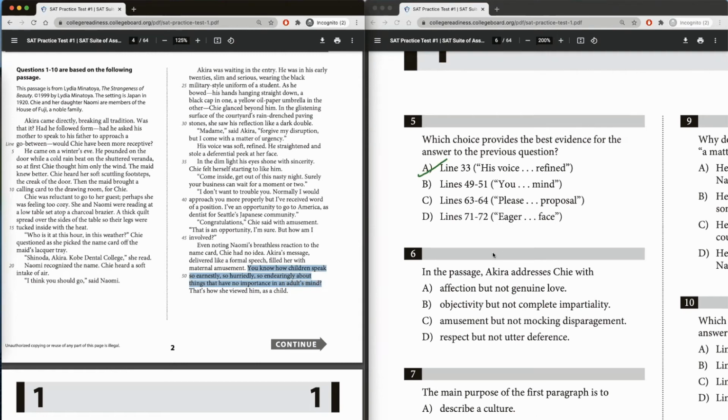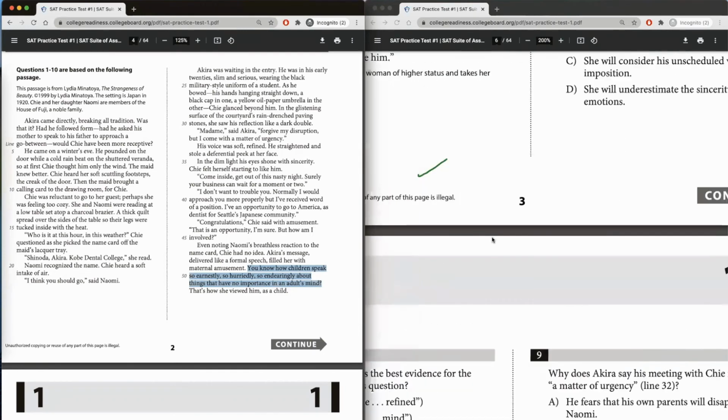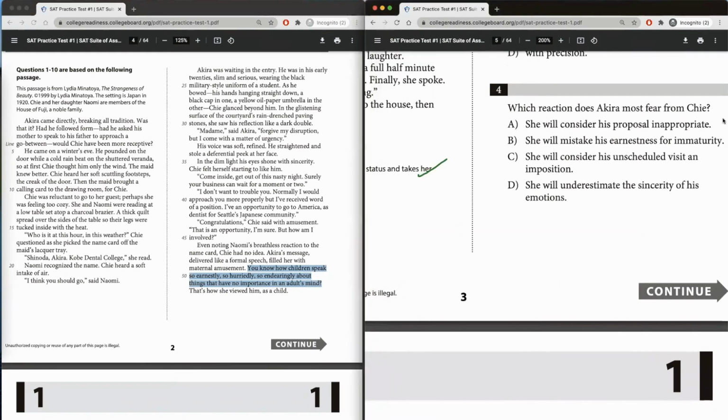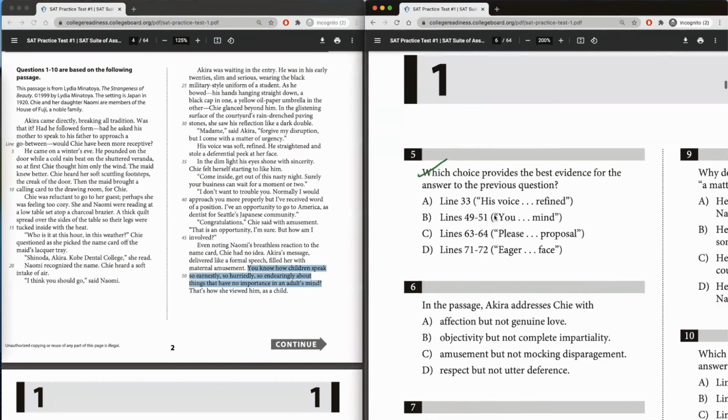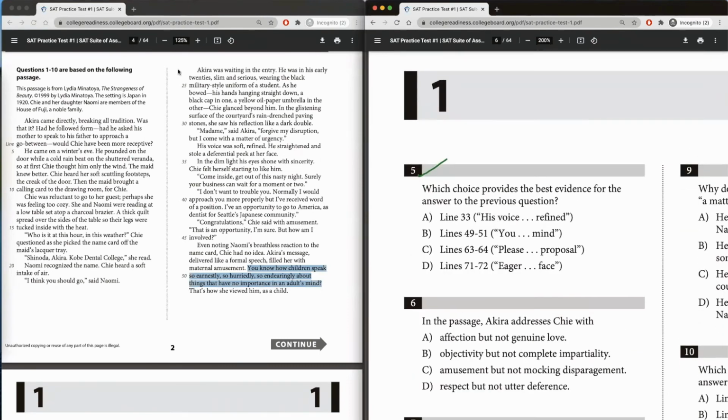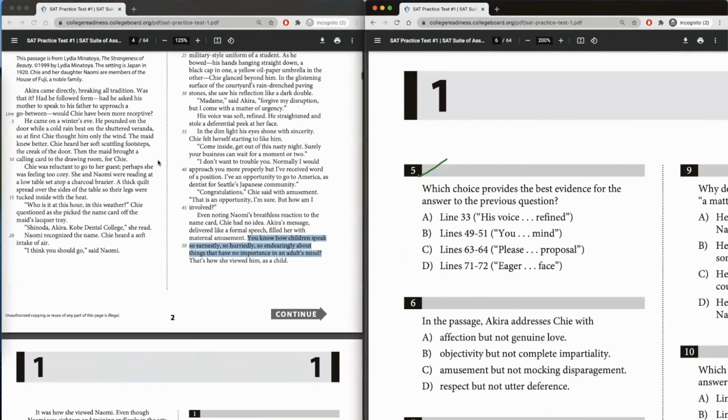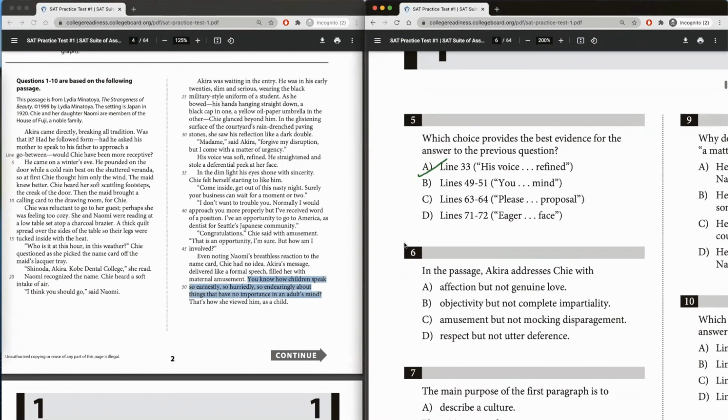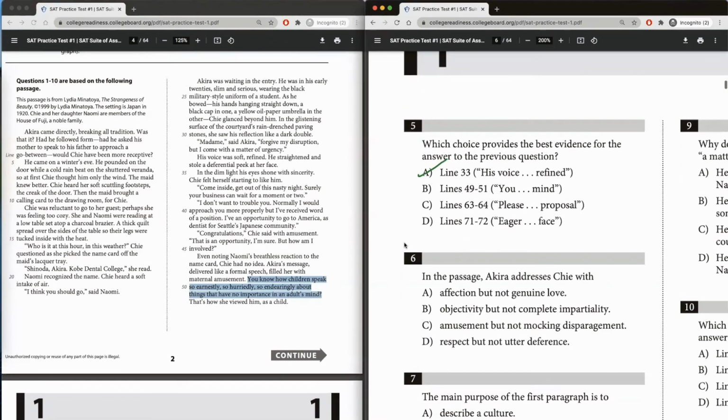Yeah, but that again has nothing to do with what we said that she would consider his proposal. It's her perspective, not his. We need somewhere where it says he thinks that she might perceive something one way instead of the other. So that's out.